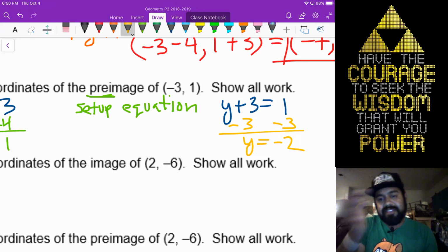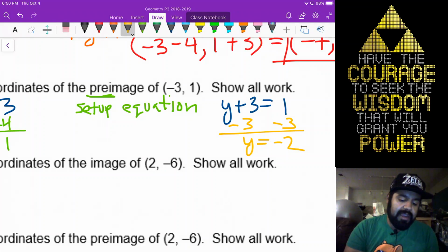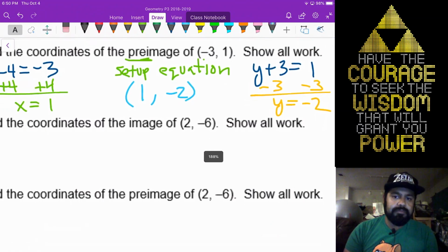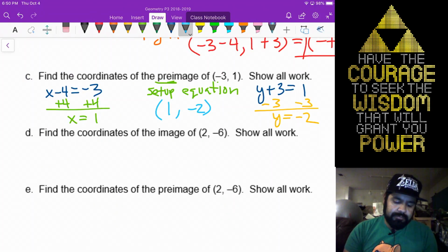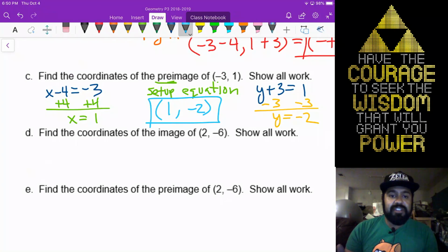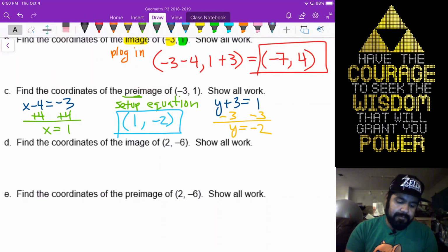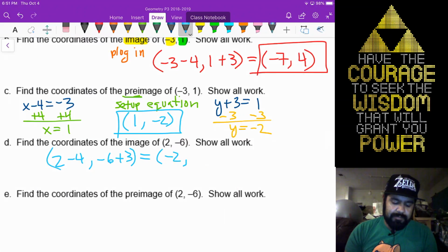We do not leave our answer like this, okay? These are an ordered pair. They need to end as an ordered pair. So we're going to have 1, comma, negative 2. So again, finishing up, we have now an image. So again, we're plugging it in. So we're going to take 2 minus 4, comma, negative 6 plus 3. And then this should give us negative 2, negative 3.